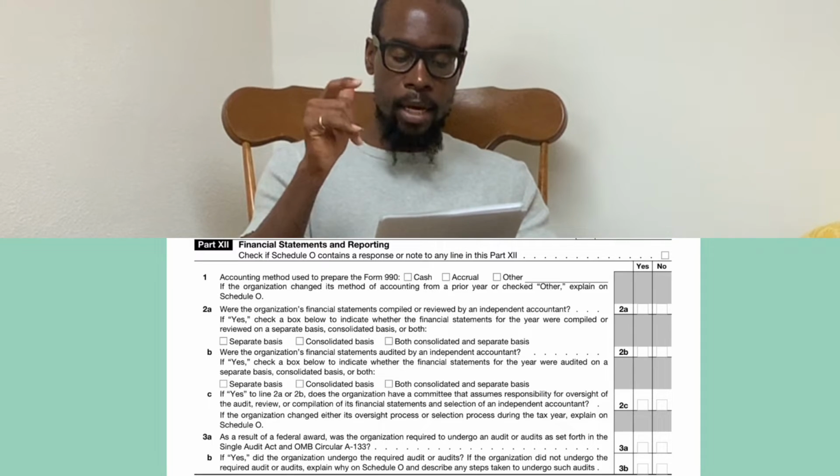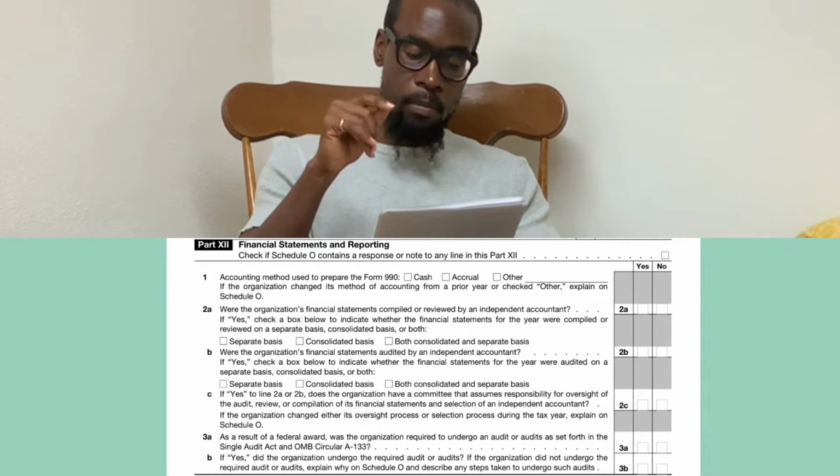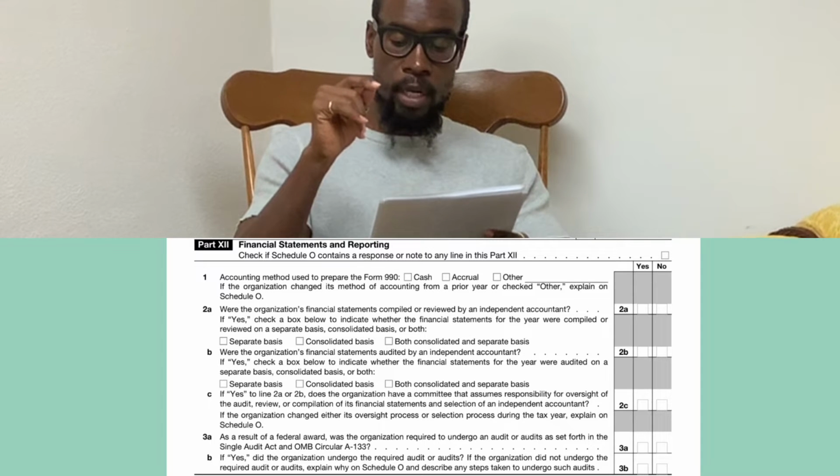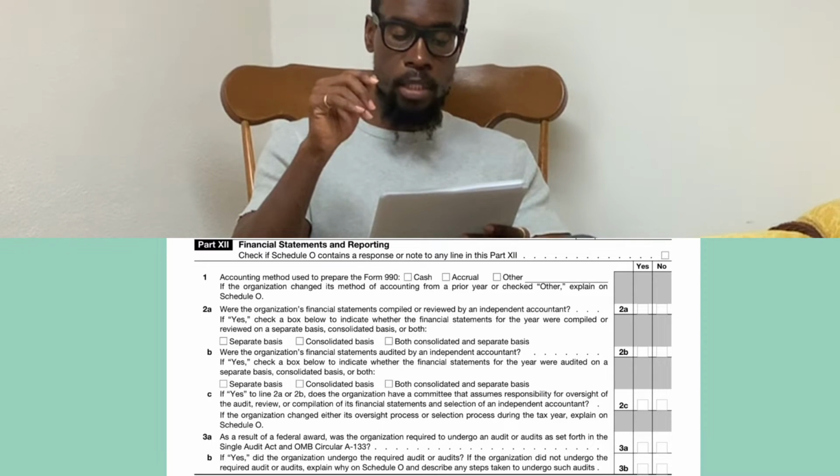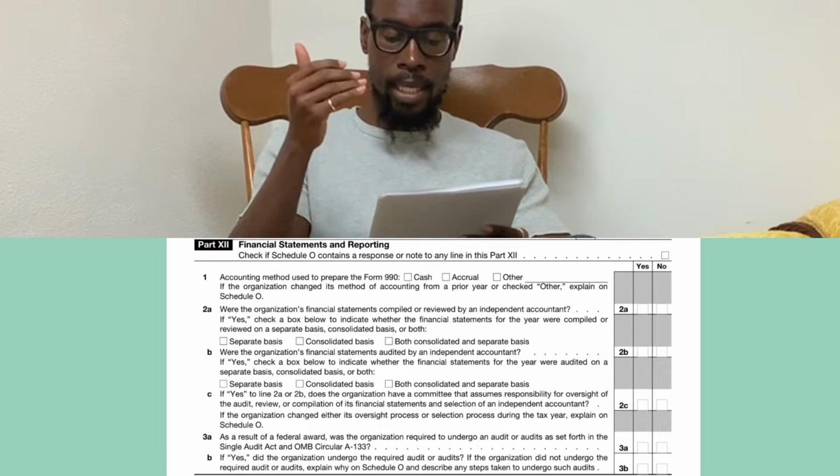2B, were the organization's financial statements audited by an independent accountant? If yes, check the box below to indicate whether the financial statements for the year were audited on a separate basis or consolidated basis, or both.